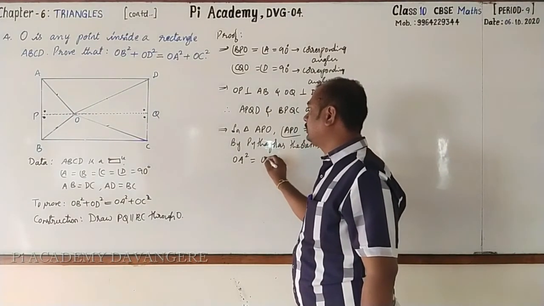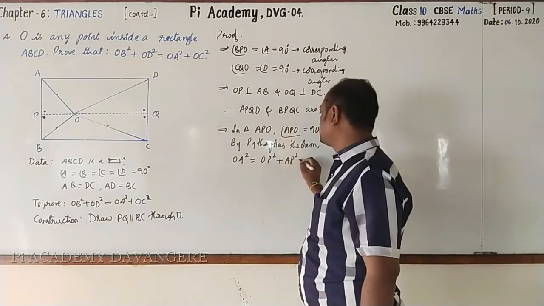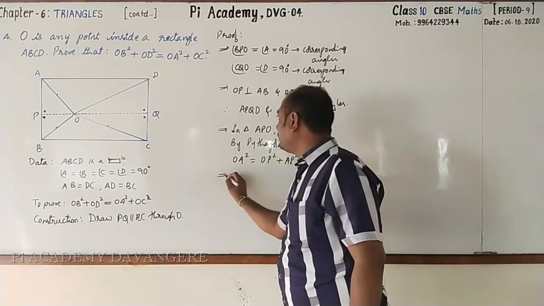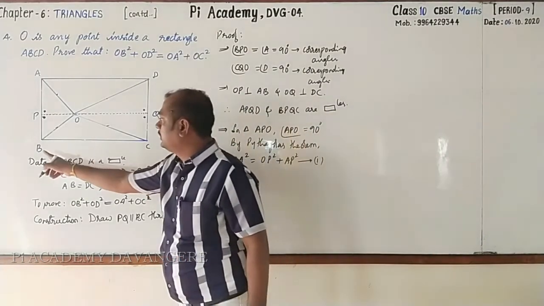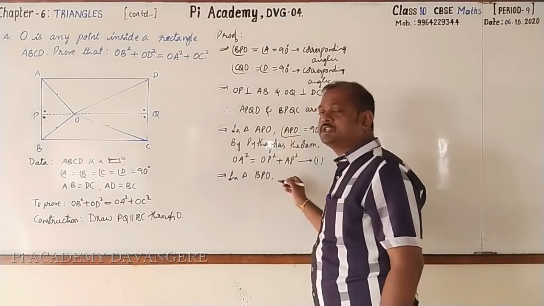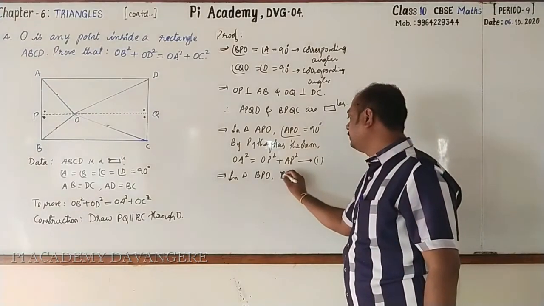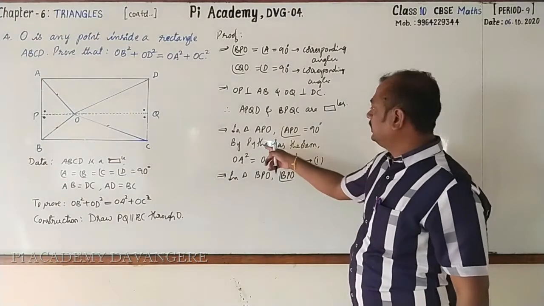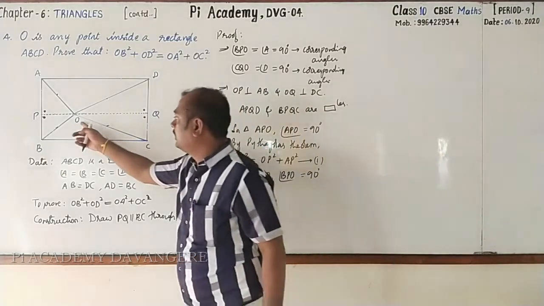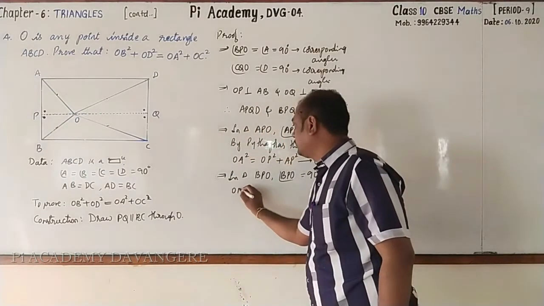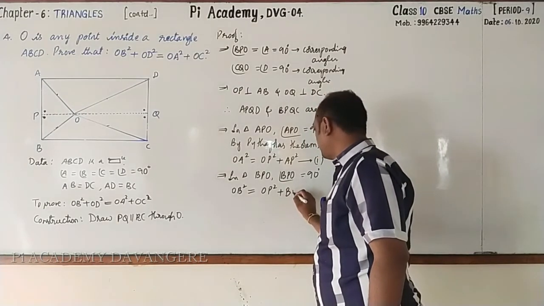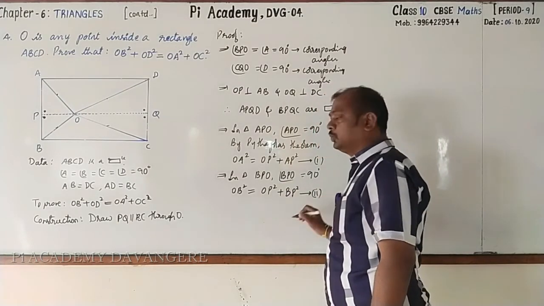OA square is equal to OP square plus AP square. You may call this as statement 1. Next, in triangle BPO, which angle is 90 degree? Angle BPO is 90 degree. Here already we have written by Pythagoras theorem once, hence you can go for writing it directly. OB square is equal to OP square plus BP square. Call it as statement 2.